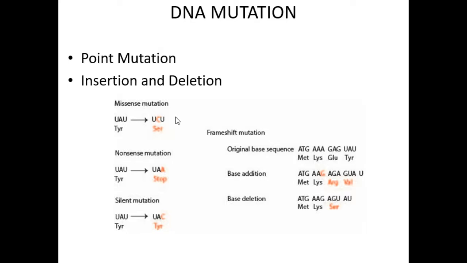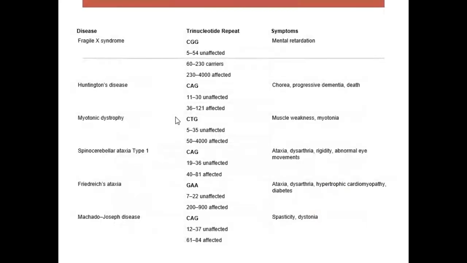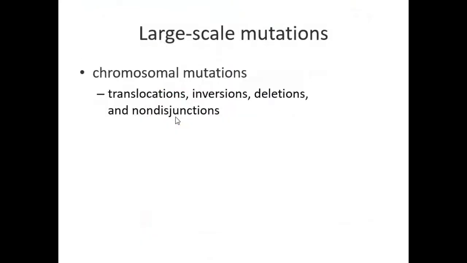Generally speaking, there are two different categories of mutation. One is large scale, and the other is small scale mutation. The large scale mutation would be like the chromosomal mutation. So you have translocation, inversion, deletion, and non-disjunction of the chromosome. So these are the large scale mutations.